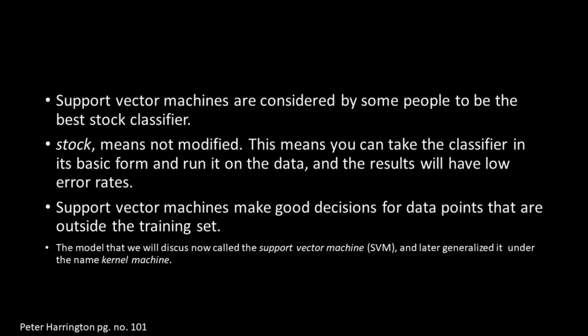Support vector machines are considered by some people to be the best stock classifier. By stock, what does it mean? It means not modified, so data taken as it is. This means you can take the classifier in its basic form and run it on the data, and the result will have low error rates. Support vector machines make good decisions for data points that are outside the training set.